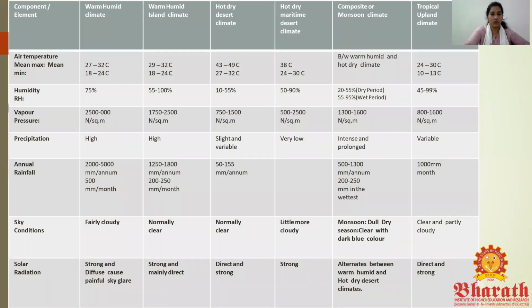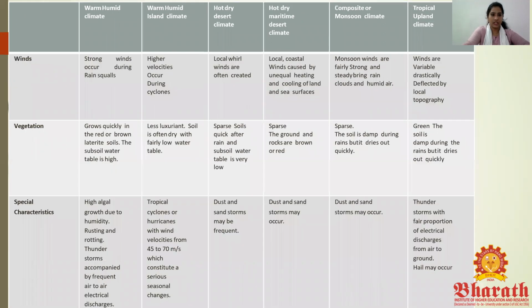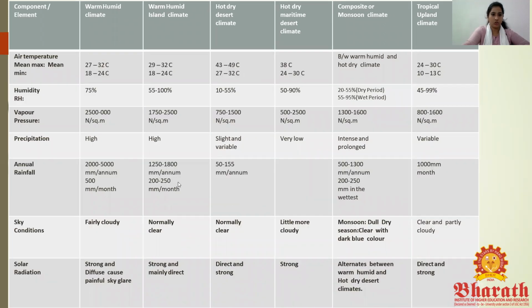So roughly looking at the basic elements of how it goes in different areas and zones, and how it is going to be under different conditions: how it is going to be in warm and humid, composite, and tropical upland climates, and what the major key factors to be included are. Composite climate is between warm and humid and hot and dry, so it is a mix of both.